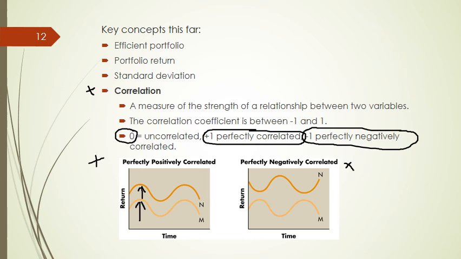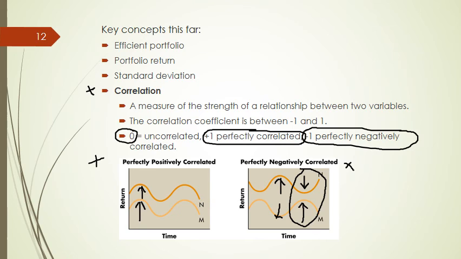On the opposite side of the scale, we have perfectly negatively correlated assets. In other words, they move in completely opposite directions. As you can see, if we have an increase in the returns for asset November, we have a decrease in the returns on asset Mike. On the other hand, if we have an increase in the returns on asset Mike, we have a decrease in the returns on asset November. That is where I have drawn those two arrows. They move in completely opposite directions, and again, you can see it as a one-to-one relationship. So if the returns on asset November decrease by 1%, the returns on asset Mike will increase by 1%. They move in completely opposite directions, but they correspond in magnitude.